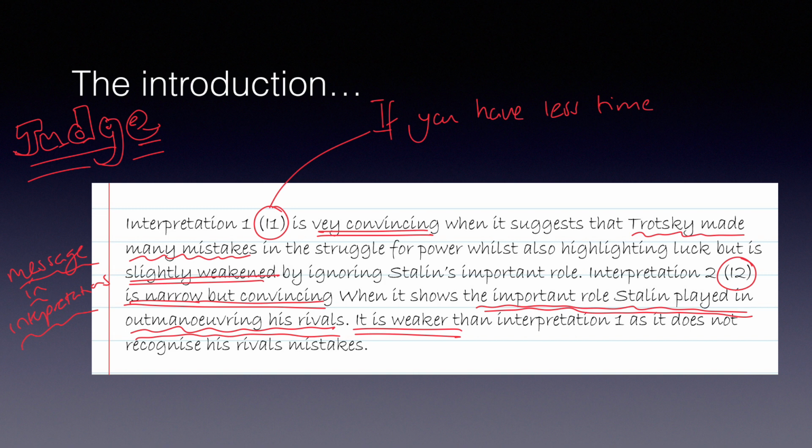Now, if you think you're going to struggle with writing things up quickly under time pressure, you don't want to write out interpretation 1, interpretation 2 all the time. In your introduction, if you put in brackets I1 and I2, then the examiner knows that that's what you're referring to. It's not ideal, but obviously if you're running out of time, it's a good way to save you a little bit of time.